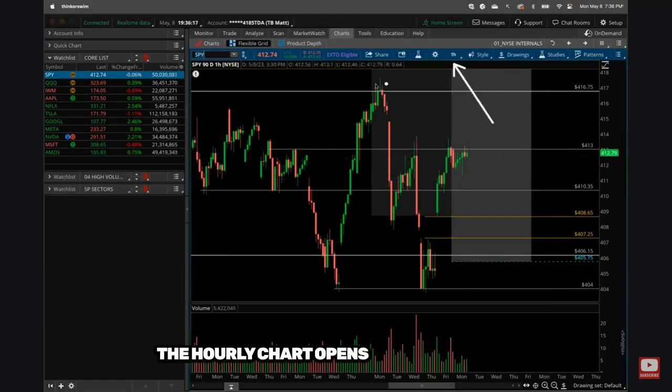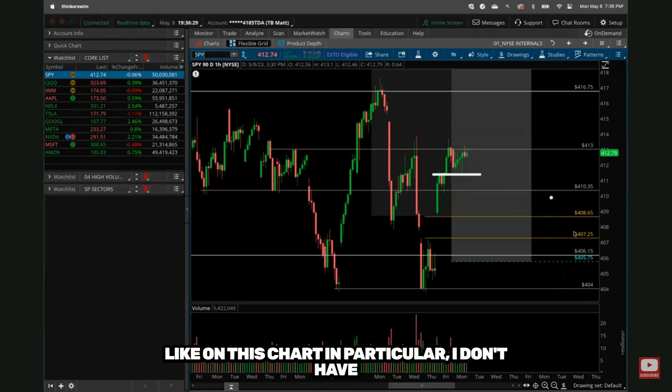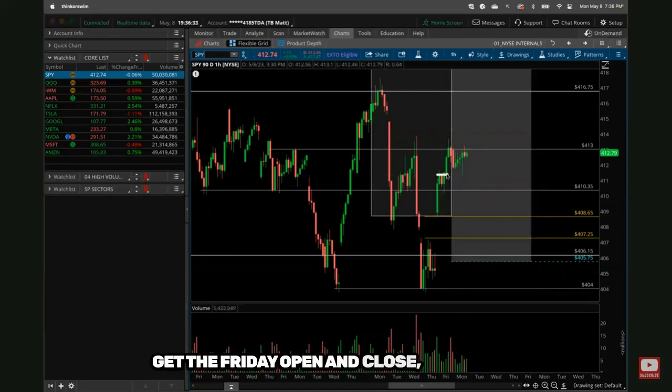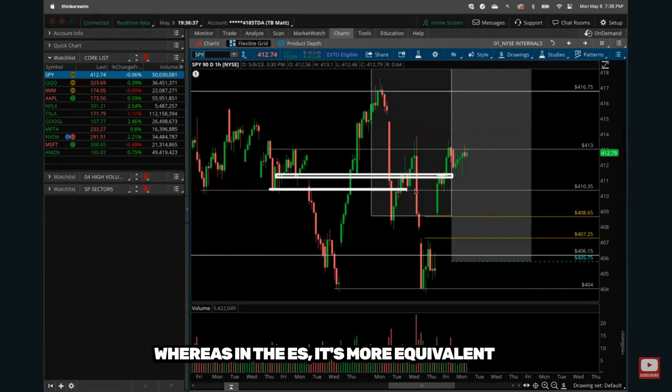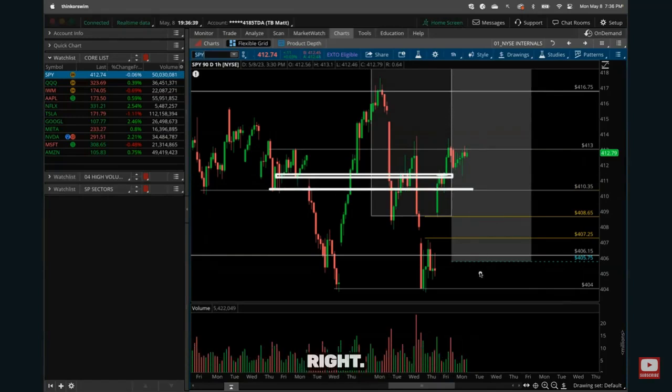The hourly chart opens and closes here will give you a broad zone to be trading for, right? Because we know if we get some sort of reversal off of 413, we're coming back down here. On this chart in particular, I don't have this level because you could get the Friday open and close, but it's not as clear cut from back here. Whereas in the ES, it's more equivalent to this area, right?